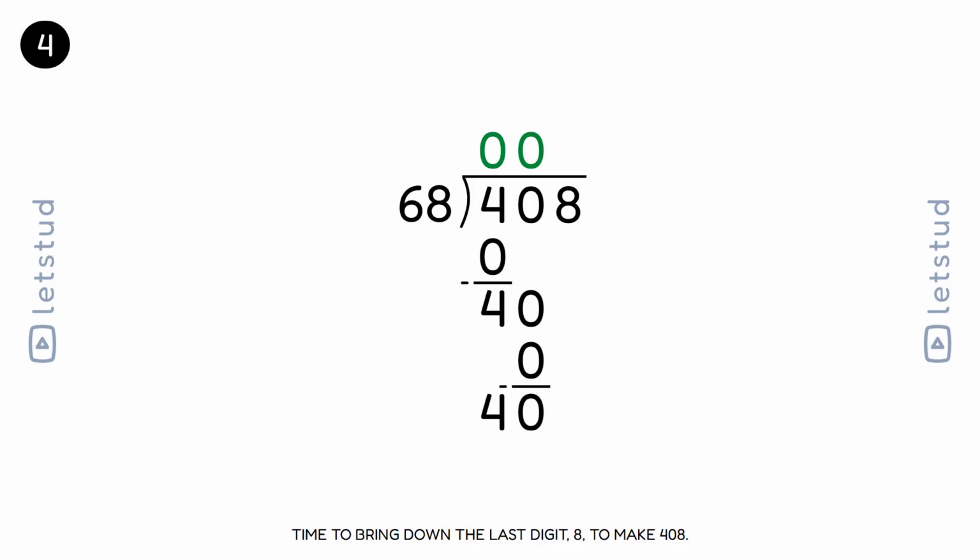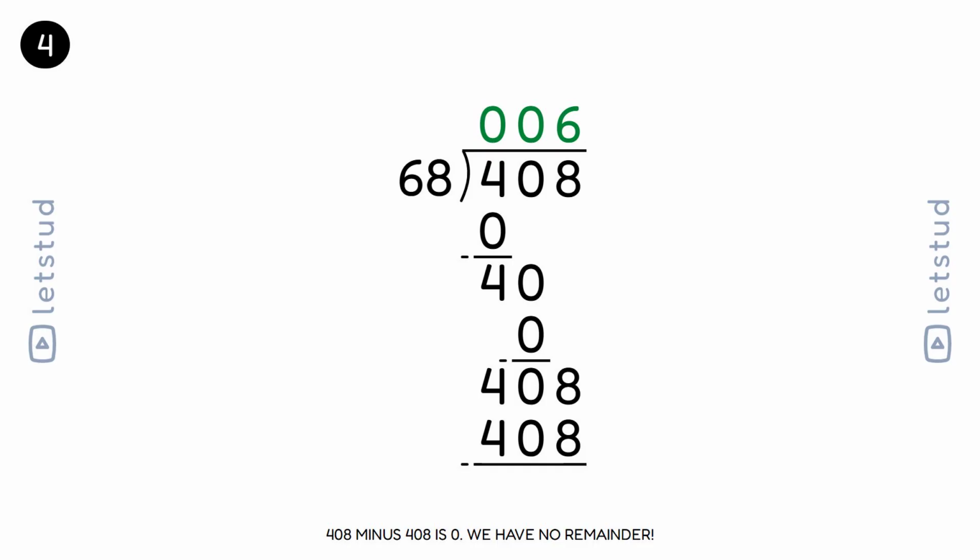Time to bring down the last digit, 8, to make 408. Let's see how many times 68 fits into 408. 68 fits into 408 exactly 6 times. 6 times 68 is 408. 408 minus 408 is 0.